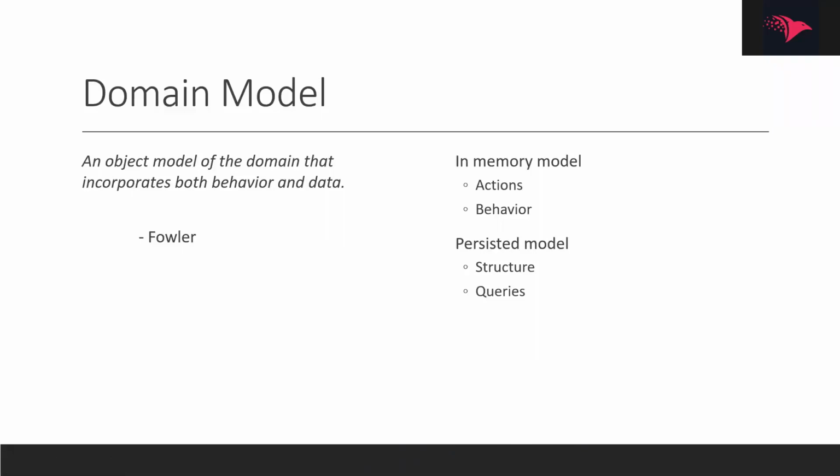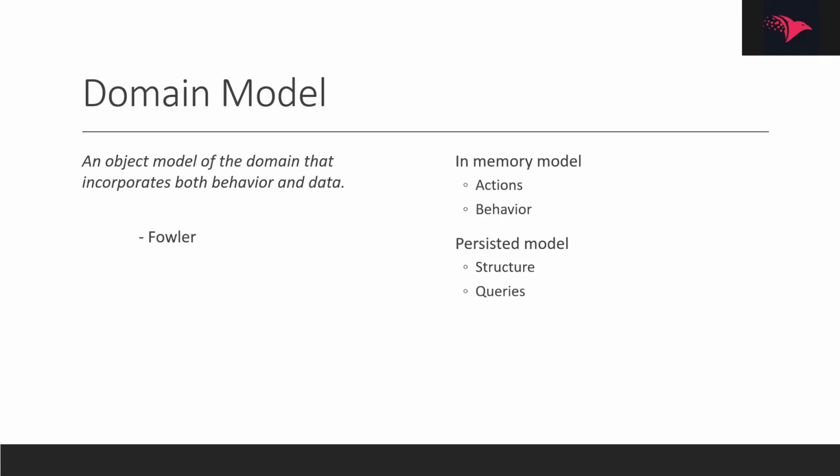Fowler defined that as an object model that incorporates behavior and data, which is a very abstract way of saying that. I like to define things as the in-memory model and the persistent model. The in-memory model is what you typically work with. This is typically what your code touches and modifies. And the persistent model is what goes into the database.